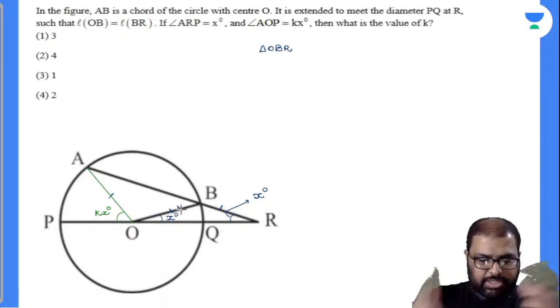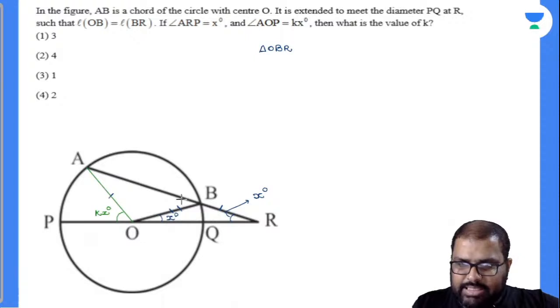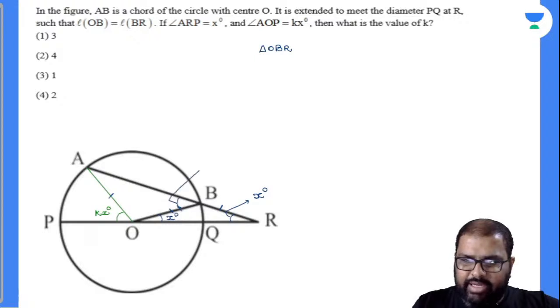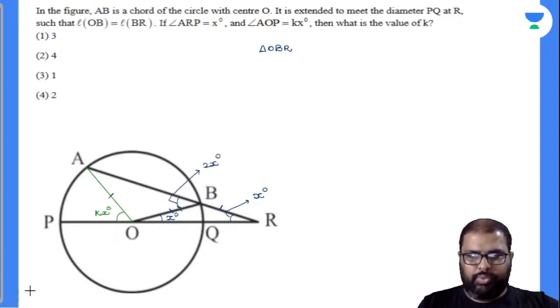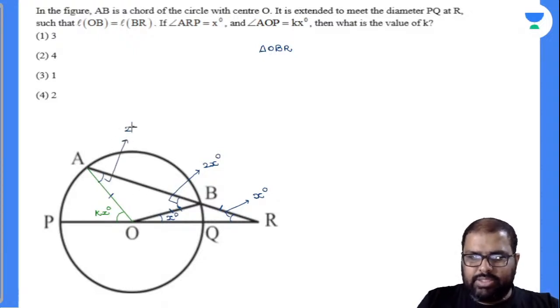And angles opposite to equal sides will be equal. Yes, perfectly. Now closely observe there. This is nothing but called exterior angle to triangle OBR. Exterior angle of a triangle will be equal to sum of interior opposite angles. Sum of interior opposite angles is nothing but 2x degrees. If this is 2x degrees, angle opposite to equal sides will also be 2x degrees. And this is 2x degrees.